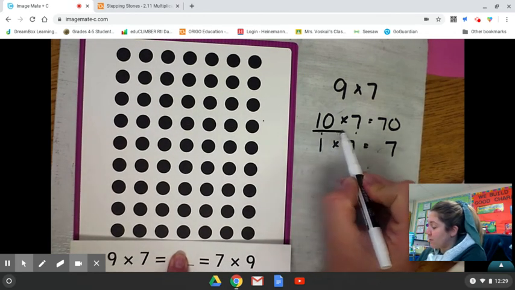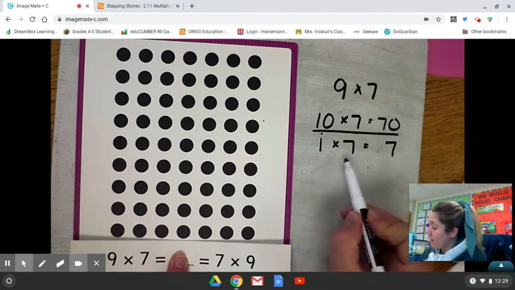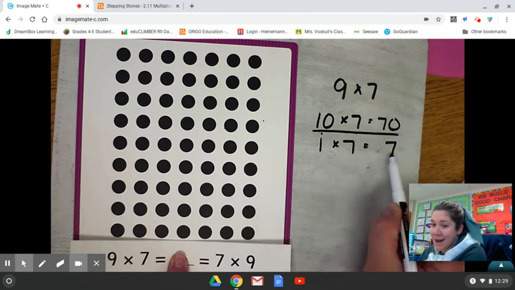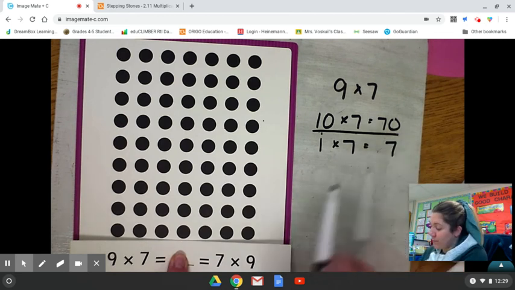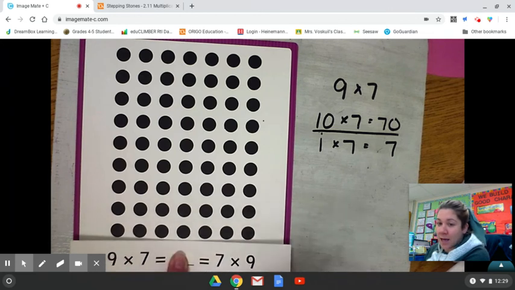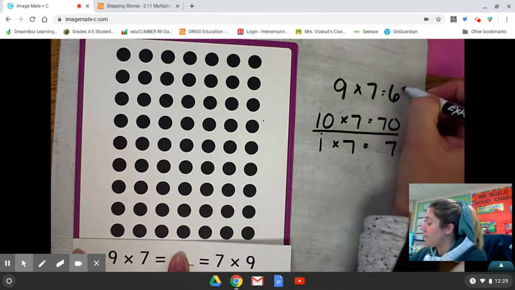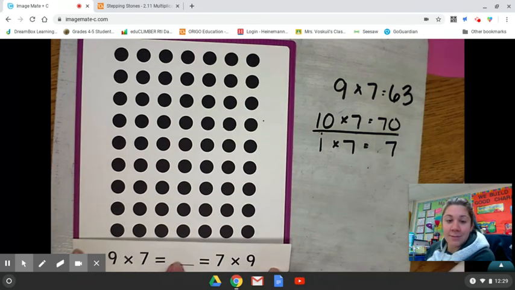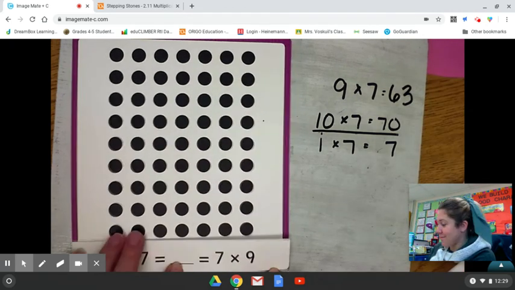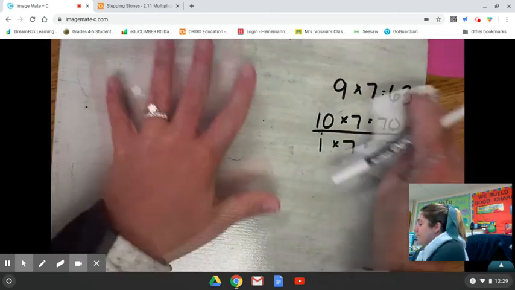So when I have 10 rows of 7 is 70, I'm going to subtract 7 from 70 because that's how many I covered up. Count back from 70 for me. 70, 69, 68, 67, 66, 65, 64, 63. 9 times 7 is 63. Let's take a look at another one.